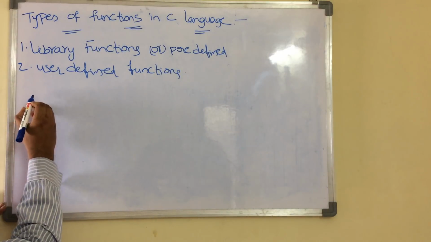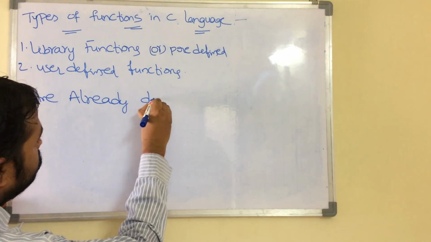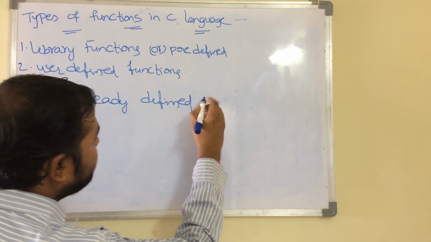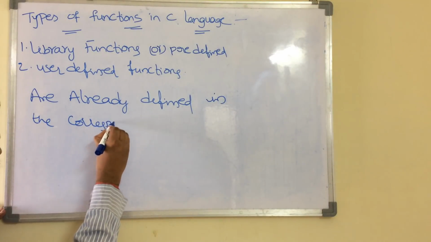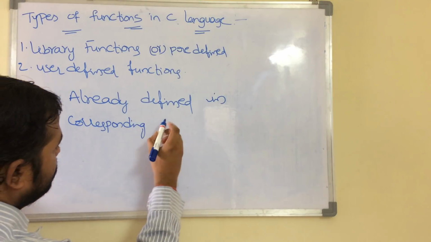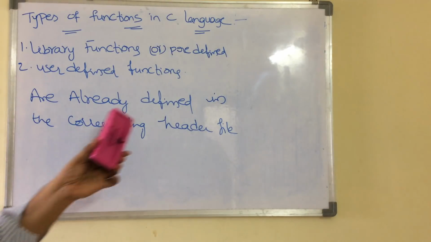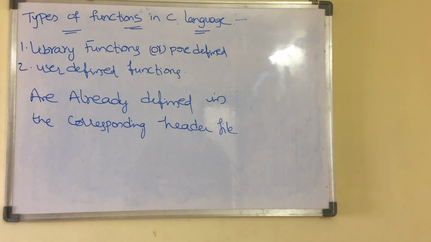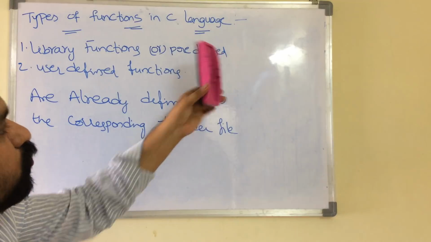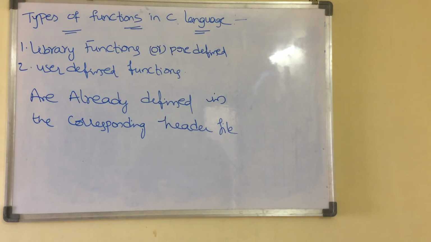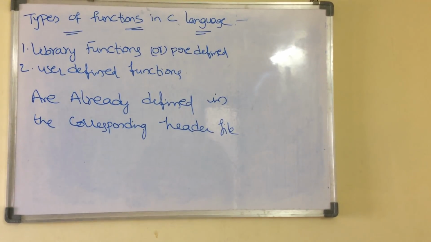Library functions are already defined in the corresponding header file. So library functions are already defined in the corresponding header file. That's why these functions are also known as predefined functions. So those functions are already defined in the corresponding header file or compiler.